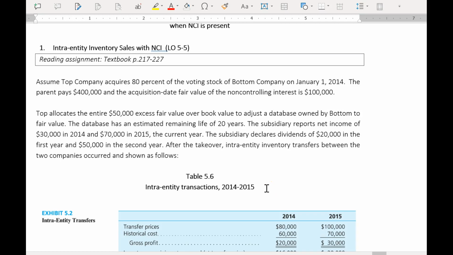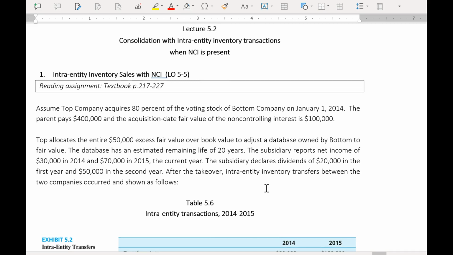In this video, I'm going to introduce consolidation with inter-entity inventory transactions when NCI is present. I'm going to use a spreadsheet to show you how we do consolidations.